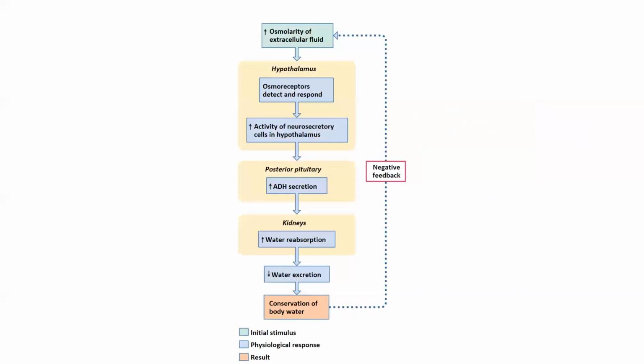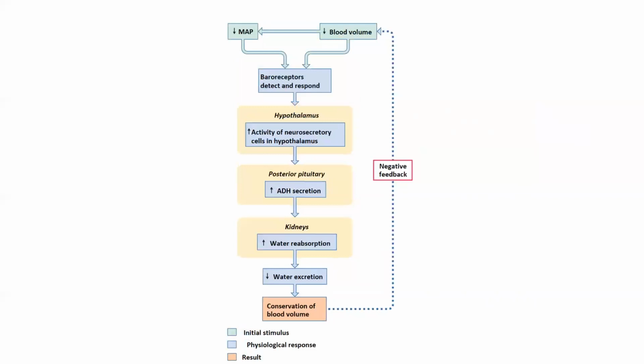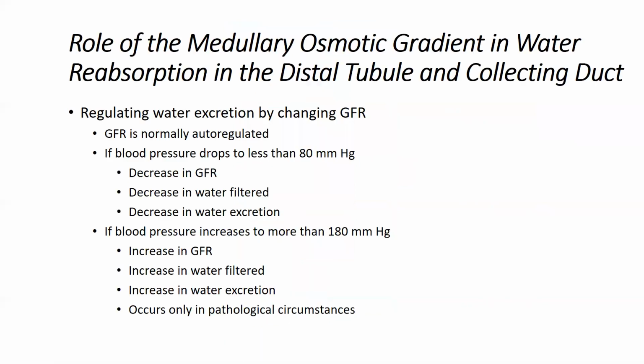We're trying to keep that water. And then when that is resolved, what do we do? We turn back off that signal. So this is a negative feedback loop. When that initial stimulus has been resolved, we have our osmolality back to about 300 milliosmoles. We can shut off that system. We can shut off that ADH. We can stop inserting aquaporins into the membrane. Okay, very similar here with the baroreceptor example, same phenomenon. Baroreceptors detect that change, stimulate the secretion of ADH, et cetera. That signal is turned off once the mean arterial pressure rises, once the blood volume rises. Okay.